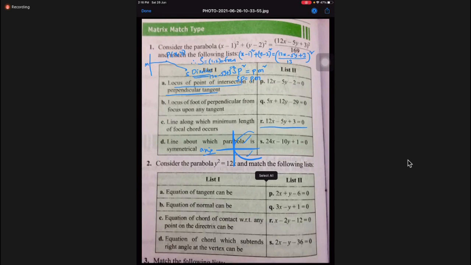12th, second question, this 100% everyone can answer. Consider a parabola and match the following. Tell me. How can we decide?